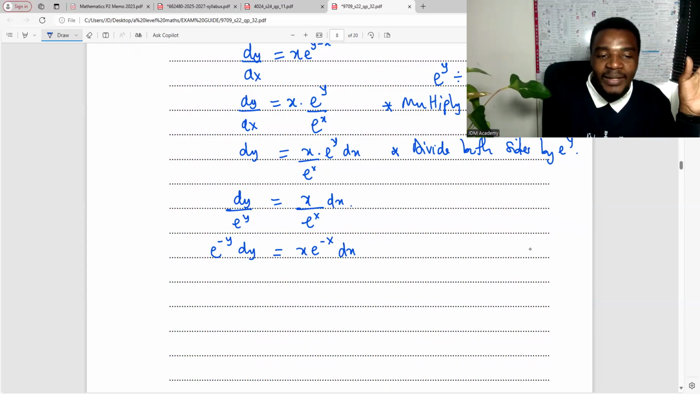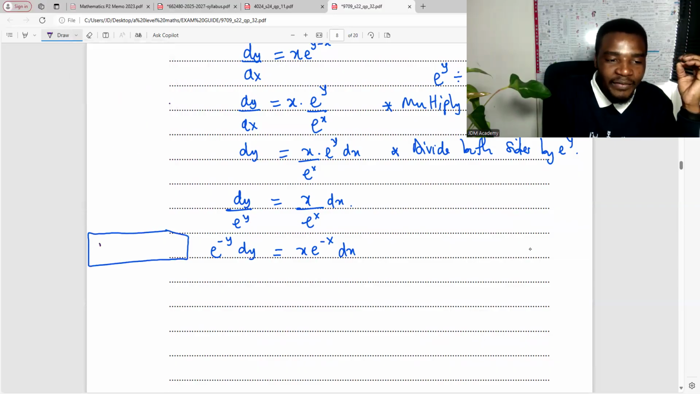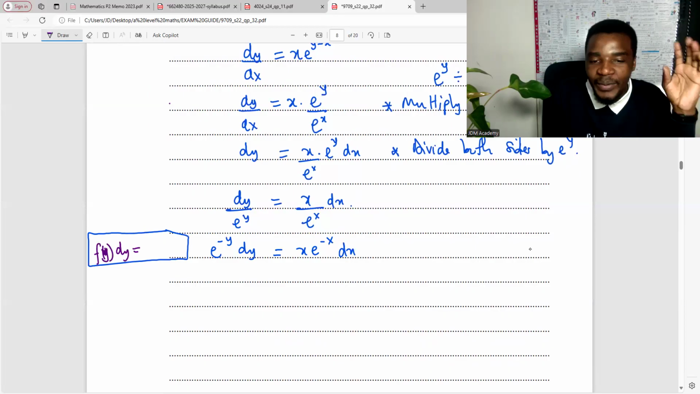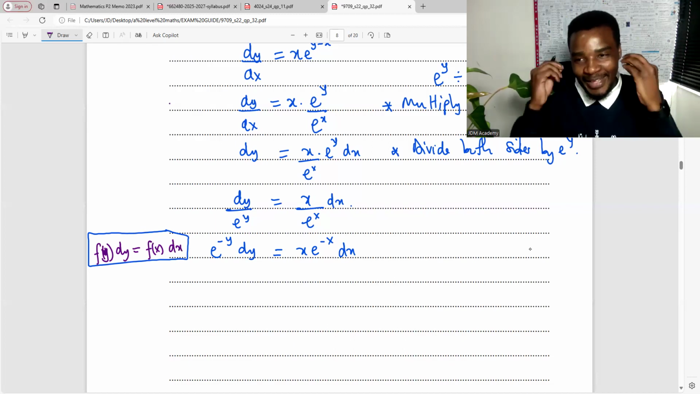As you see here, we have arrived at the point whereby on the left-hand side, we've got a function in terms of y being multiplied by dy. On the other side, we also have a function in terms of x being multiplied by dx. So we have successfully managed to separate the variables.